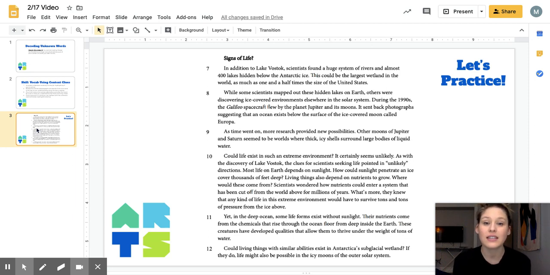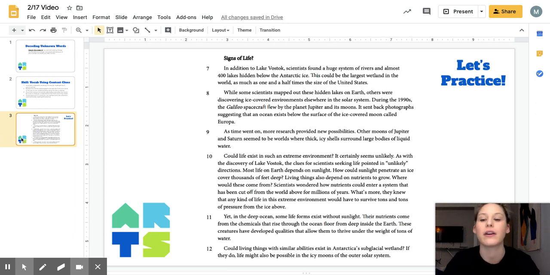So the section reads, "Signs of Life. In addition to Lake Vostok," just because I don't know how to pronounce it doesn't mean that it's always a big deal, "scientists found a huge system of rivers and almost 400 lakes hidden below the Antarctic ice. This could be the largest wetland in the world, as much as 1.5 times the size of the United States. While some scientists mapped out these hidden lakes on Earth, others were discovering ice-covered environments elsewhere in the solar system. During the 1990s, the Galileo spacecraft flew by the planet Jupiter and its moons. It sent back photographs suggesting that an ocean exists below the surface of the ice-covered moon called Europa."